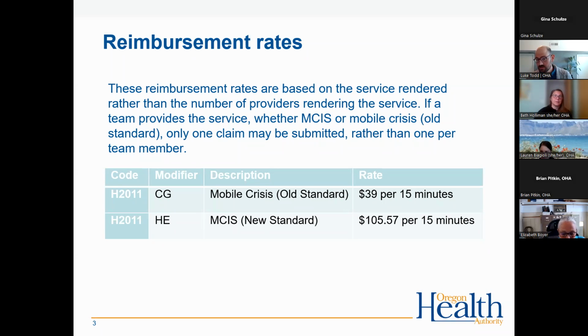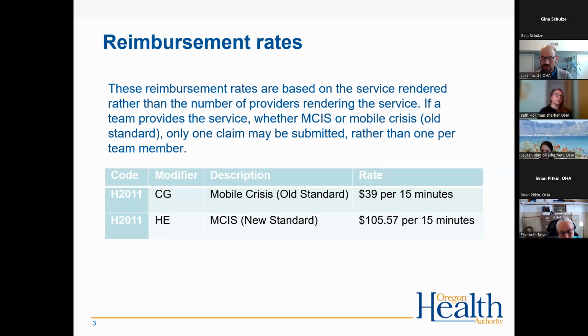Whether it's MCIS or the old standard mobile crisis that's rendered, you're only going to submit one claim rather than one claim per team member. If you have 4 people out there rendering the response, it's one claim. So the number of claims will not change based on number of providers or team members, but based on the service rendered.